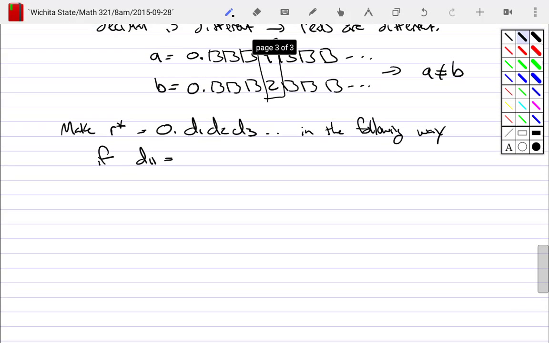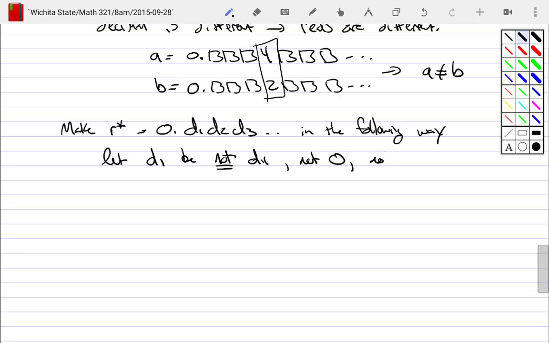We could go through here and say, instead of saying this if thing, we are going to do this. We're going to let d1 be not d11, not 0, not 9. These are important for that whole terminating infinite number of 9 problem that we're trying to avoid. But if it's not d11, that immediately tells me that r star cannot be r1. Does that make sense? They're wrong in one spot. Okay, then I'm going to move on to the next one.